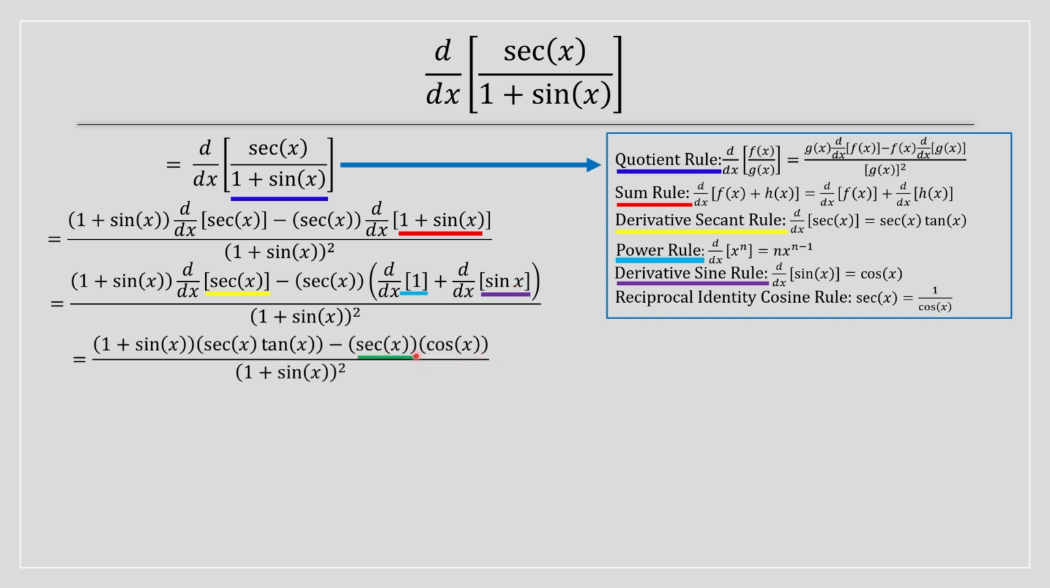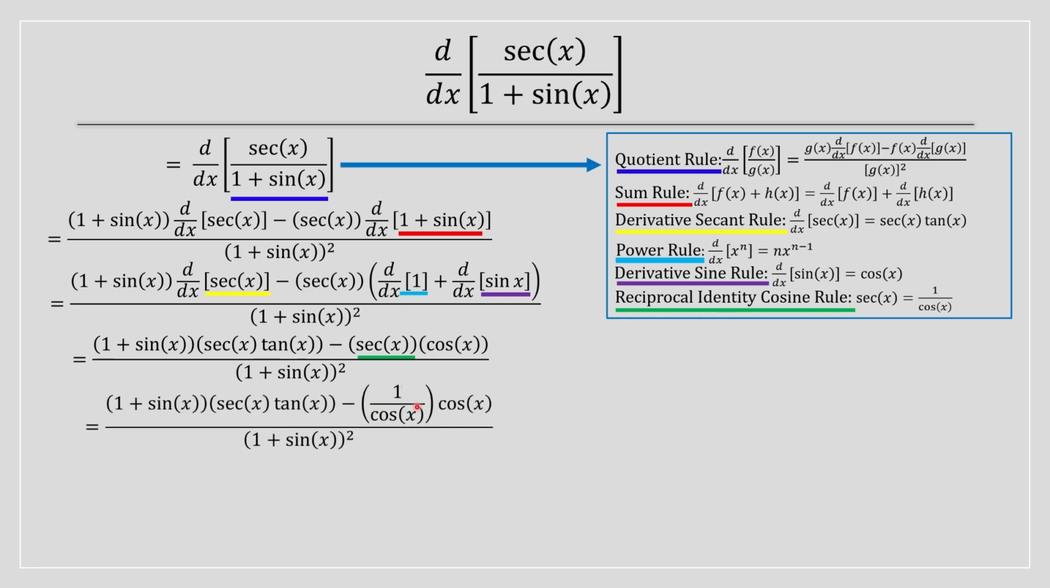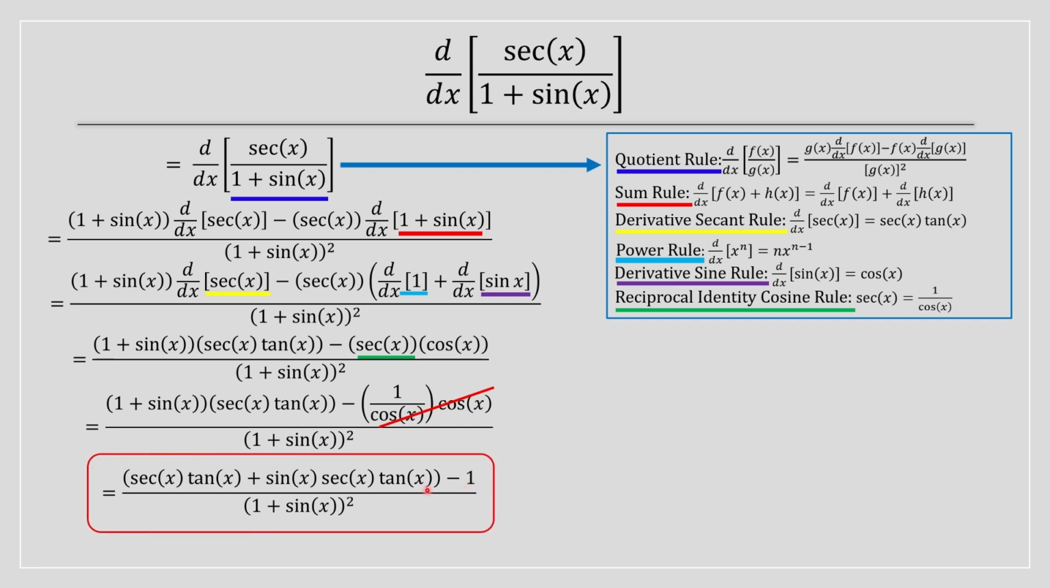Then we can apply the reciprocal identity for cosine, where this could be rearranged like this. So now we could cancel out this cosine of x and cosine of x at the top over here. Once we do that, we acquire this, and that's the answer to this question.